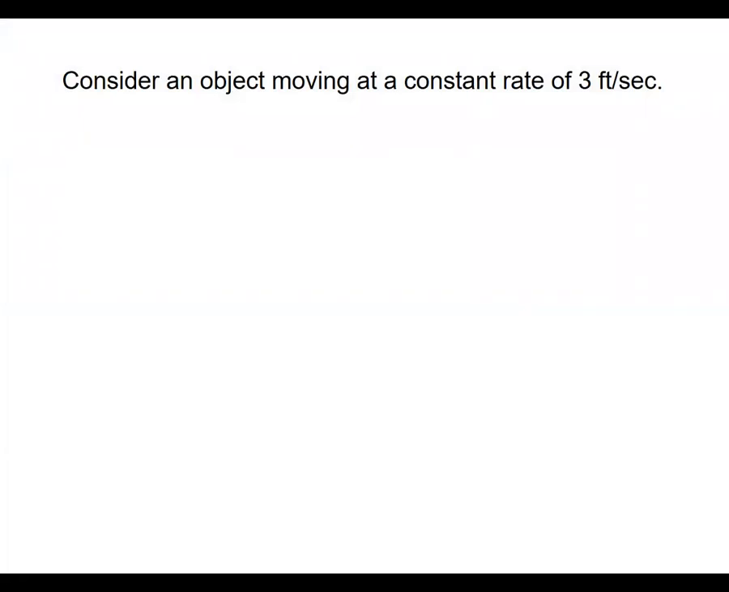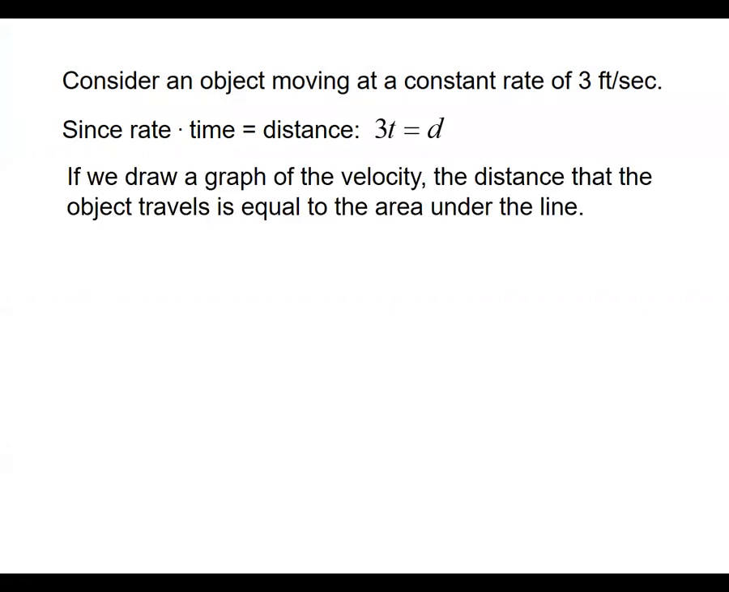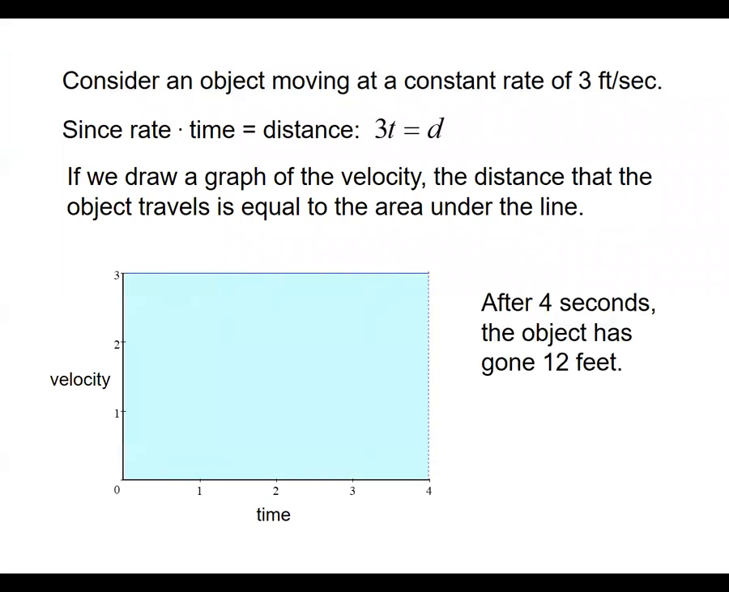All right, so let's consider, again, one more time, an example of why we'd want to do this. Let's say an object has a constant rate of 3 feet per second. So this is its velocity, and it's a constant velocity, so zero acceleration. We know that rate times time equals distance. So after 4 seconds, if I'm going 3 feet per second, I obviously would have gone 12 feet.